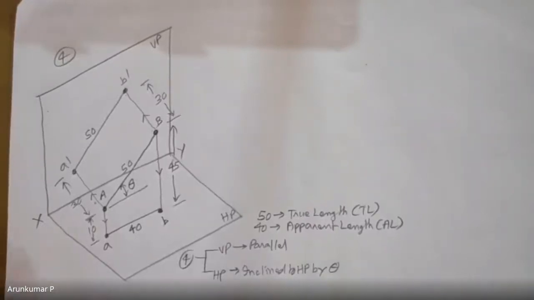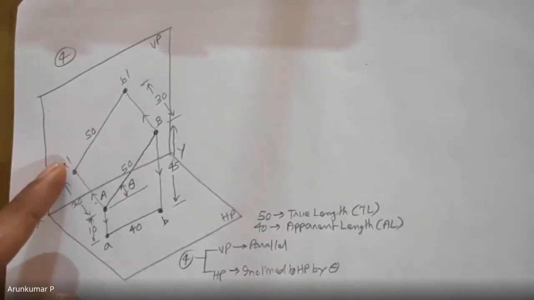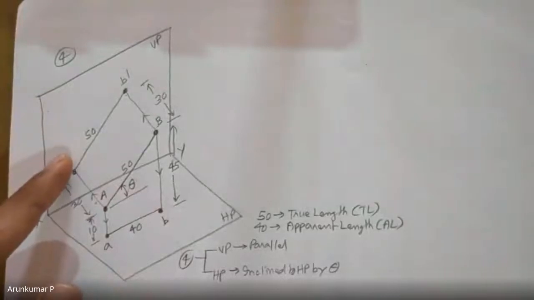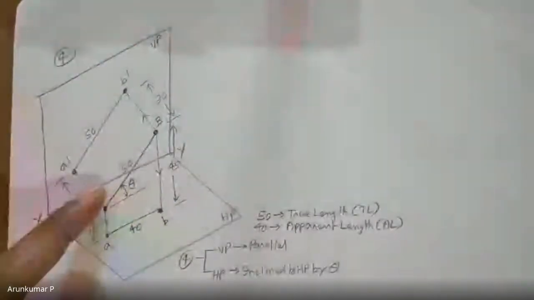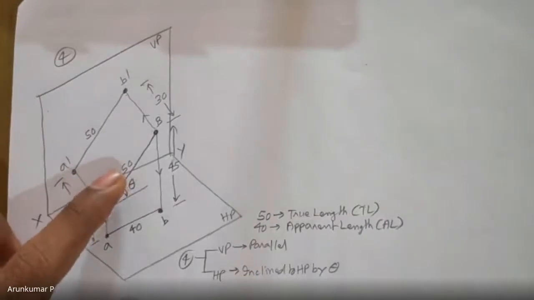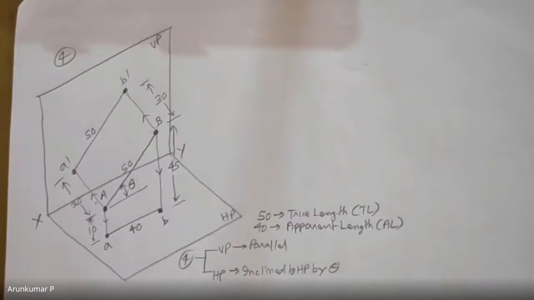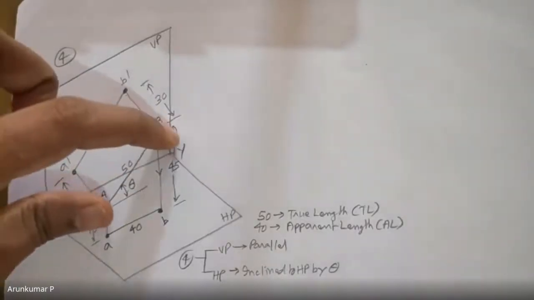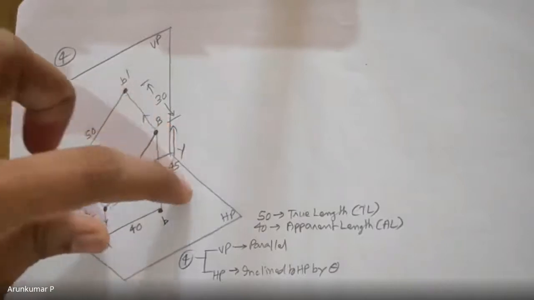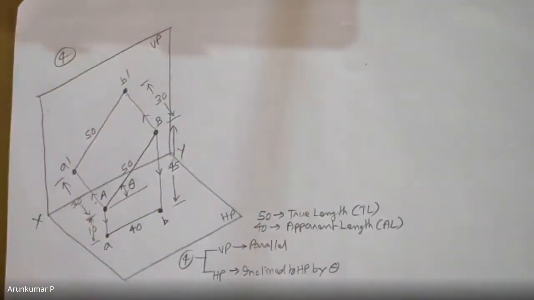Now, my simple question. I have got the true length of this line, 50 mm, on VP. Can I get by some method the true length of this line on HP also? Is it possible? By construction method, by projecting or rotating or something. Basically projection. Can I get the 50 mm true length in the horizontal plane also? Is it possible?